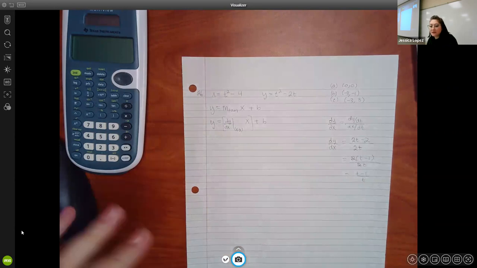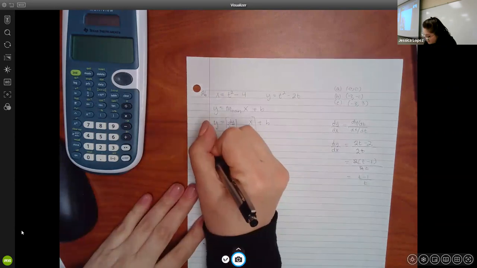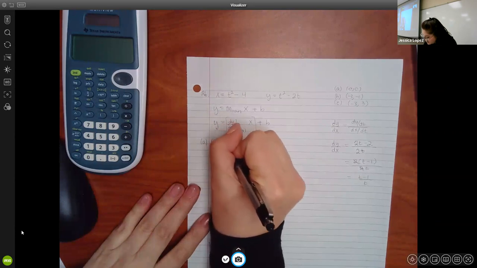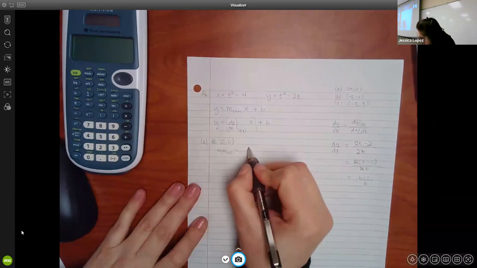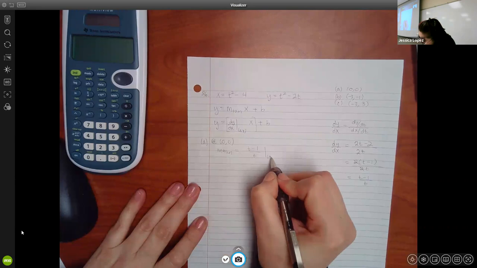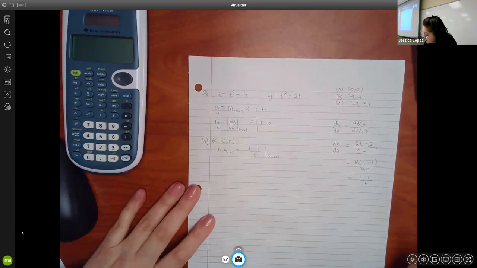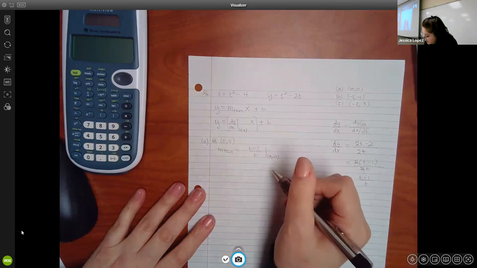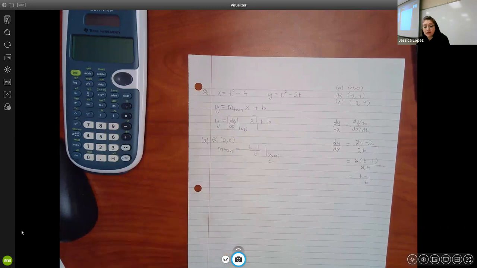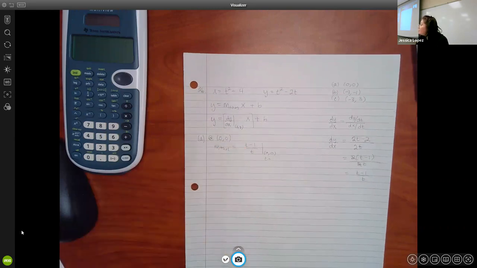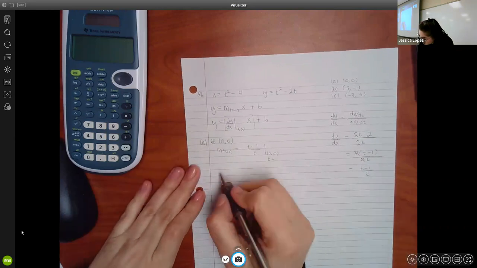So we're going to have to repeat this process three different times, but I'm going to start with part A at 0, 0. So that means m tan will be this thing evaluated at 0, 0. Oh no, it's not evaluated at 0, 0. It's evaluated at the t value associated with 0, 0. Because do I have an x to plug in? Do I have a y to plug in? No. So we need to figure out what t value I'm going to have to plug in. So, some systems of equations temporarily.